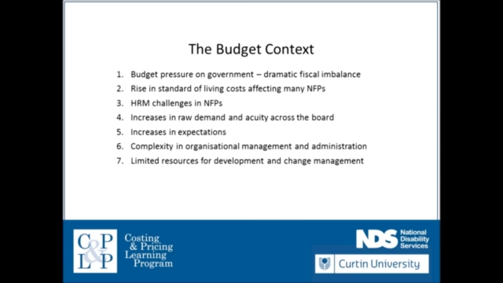However, there is significant pressure on government. Dramatic fiscal imbalance, which means that state governments particularly have not had the capacity to pay for disability services, and so the Commonwealth Government has now come in with the NDIS. There are, of course, costs associated with delivering disability services, and particularly challenging for directors and organisations is the fact that there's been a rise in standard of living costs affecting many not-for-profit organisations, and so that is a challenge that needs to be dealt with.